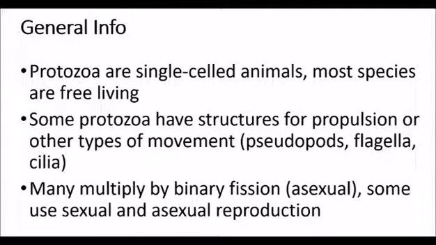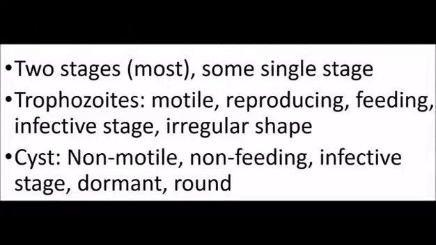Many multiply by binary fission. Some use sexual and asexual reproduction. Most have two stages, while some have a single stage. And the stages are known as this: the trophozoite stage. This is the motile, reproducing, feeding, and infective stage.